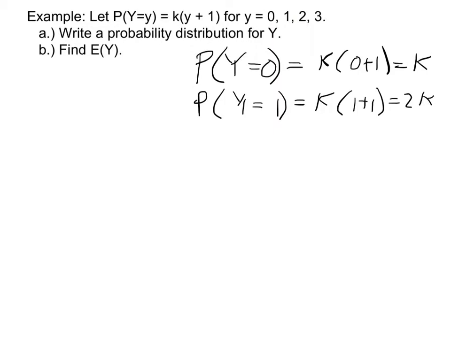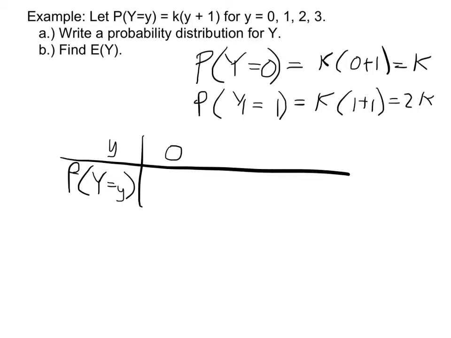We can put our variable Y on the top. We can put the probability that Y is equal to Y on the bottom of our chart. We put 0, 1, 2, and 3 up here. So, when I do that, we know this is K, we know this is 2K. If you haven't already done so, pause the video, figure out what those last two are going to be, write those in.